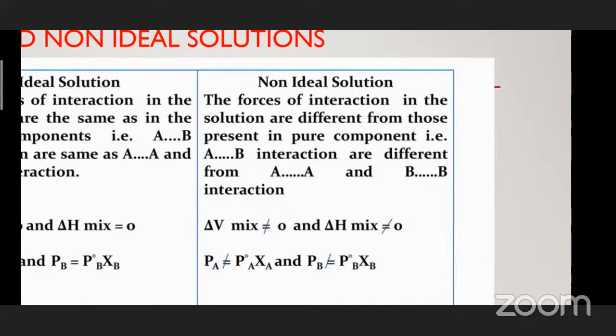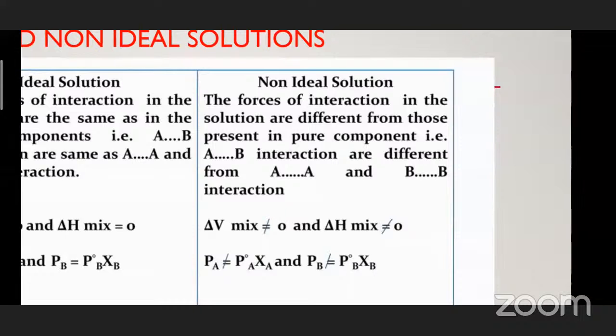Okay. And for non-ideal solutions, delta V mix is also not equal to zero. Not equal to zero means what? There are again two possibilities. It can be greater than zero. It can be lesser than zero.